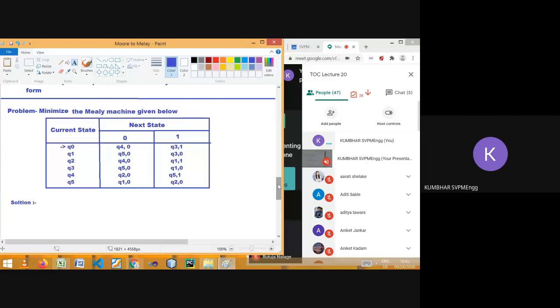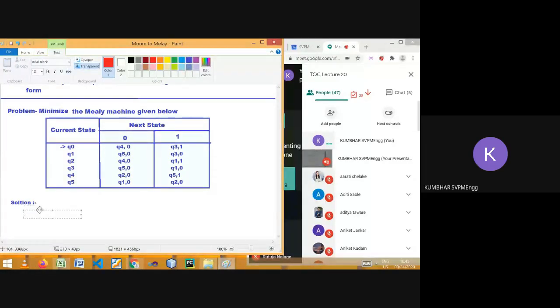Now we are going with the first step: partition based on output, 1 equivalent.